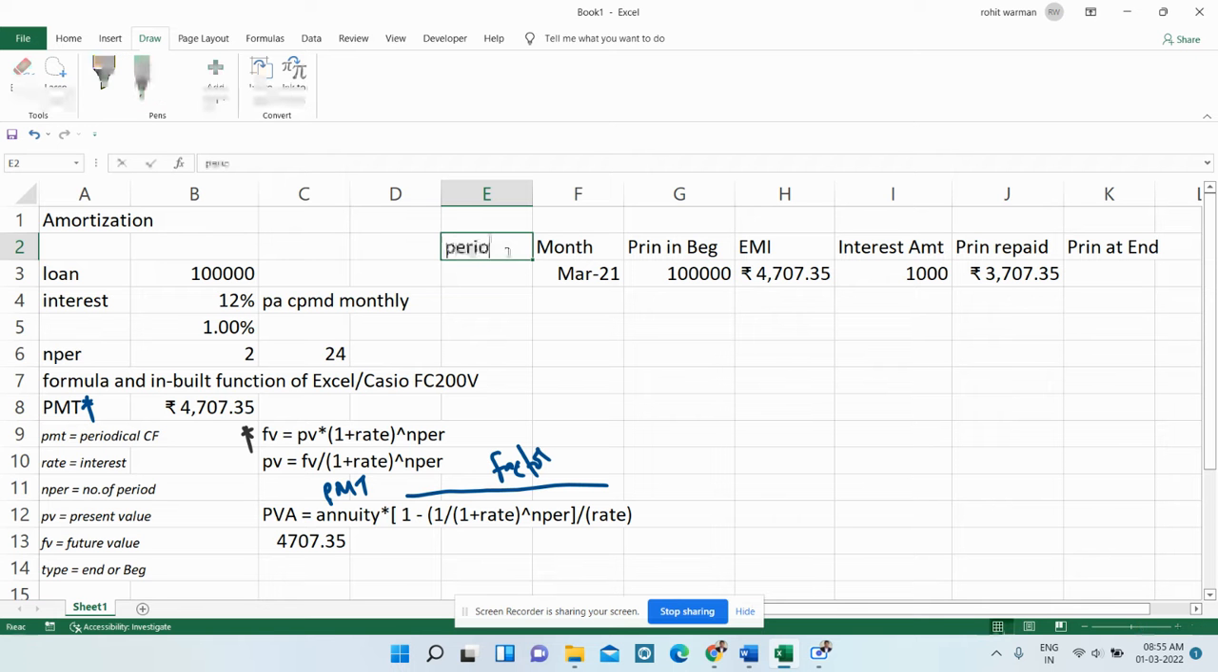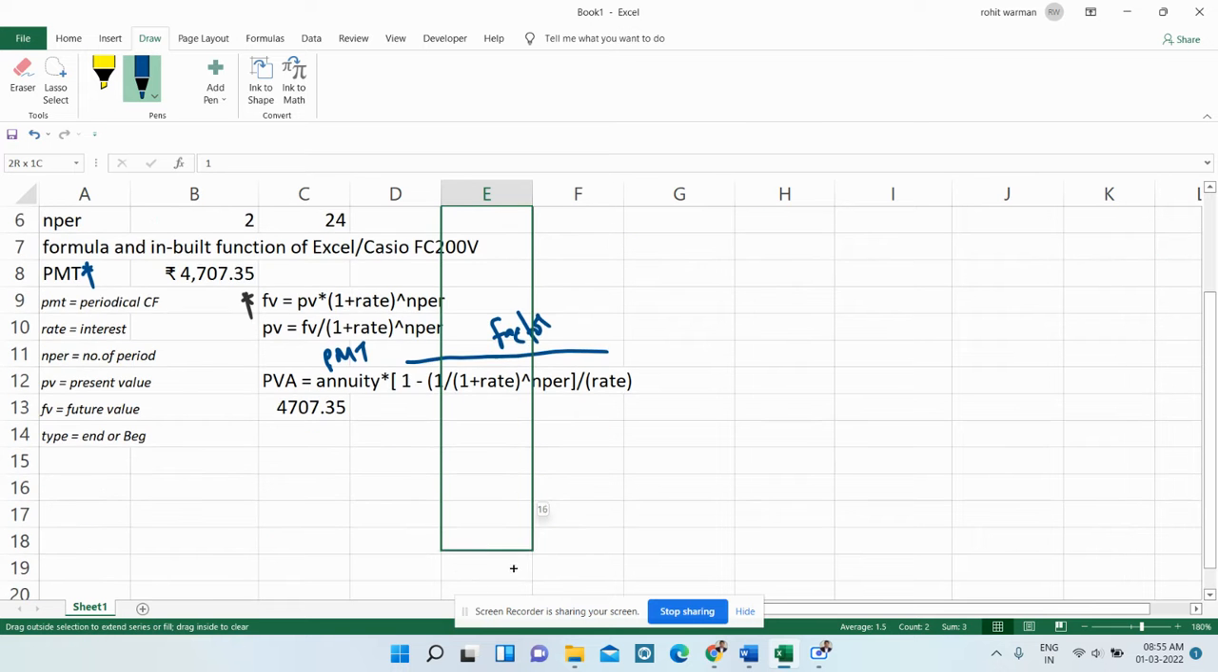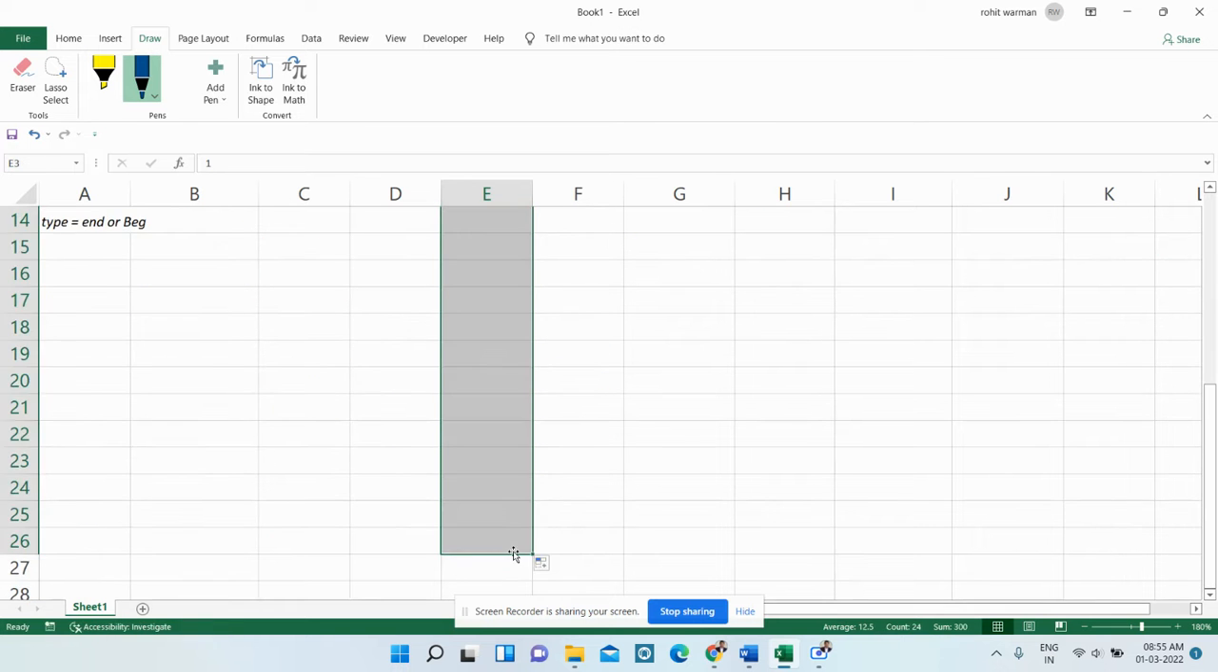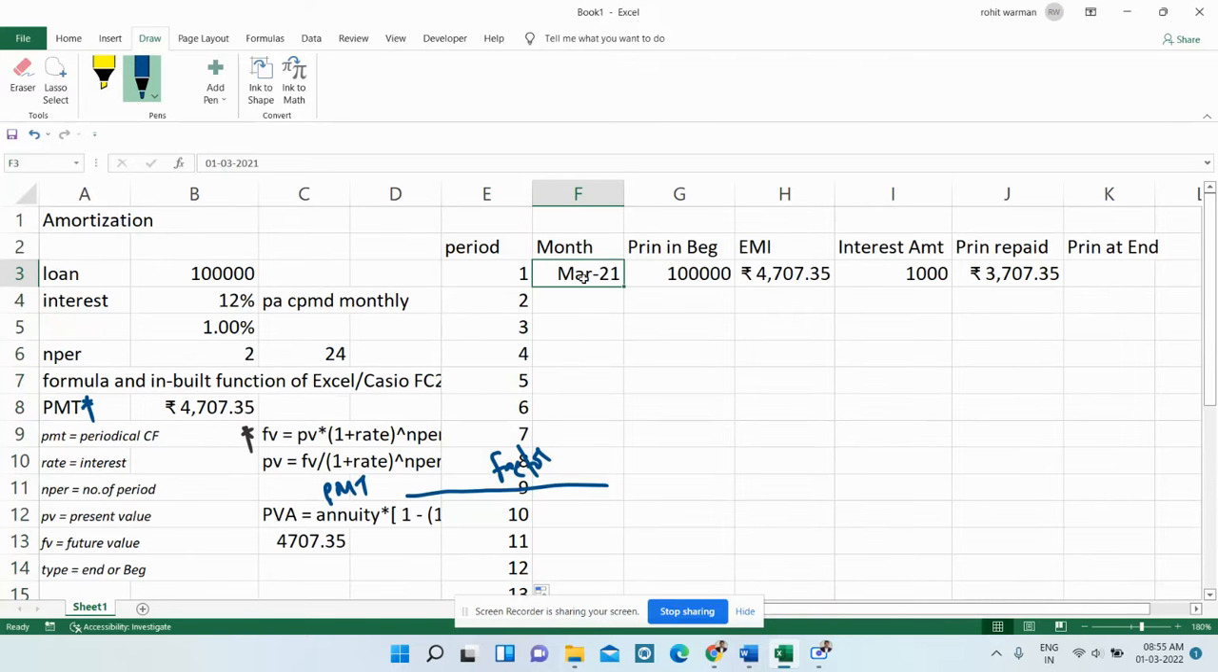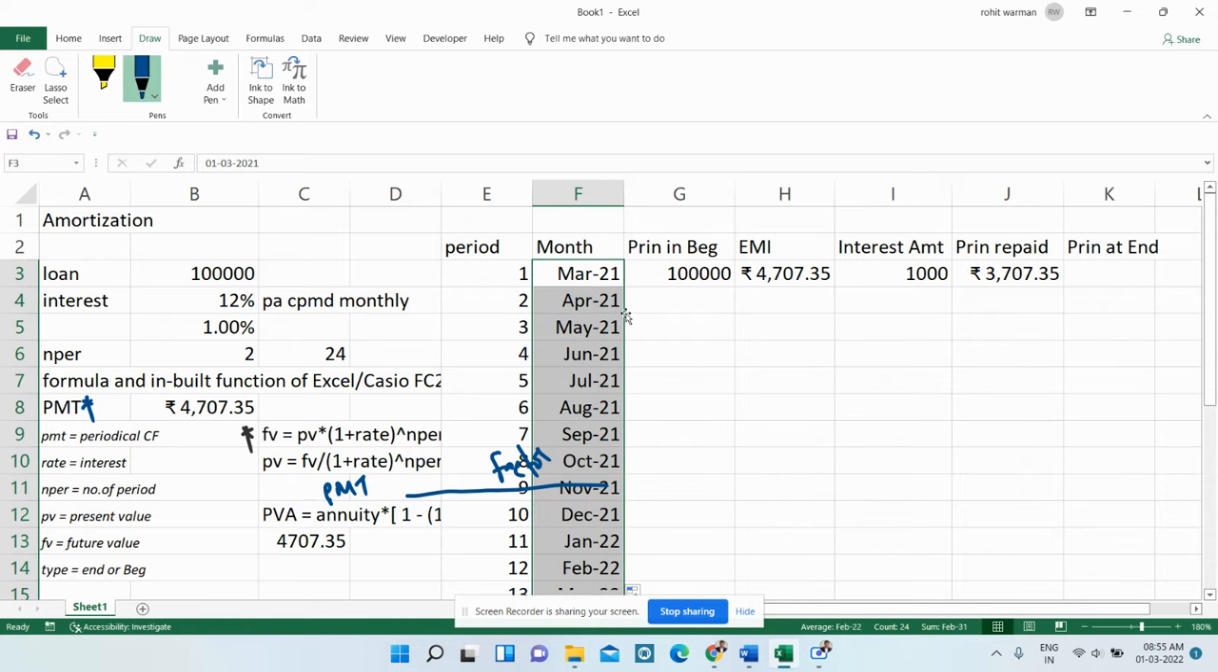So I'll put here the time period. Let's say this is the first month, and in total I've taken 24 months, so I'll go up to 24. This is March, then I'll go with April. So we are at the first month.